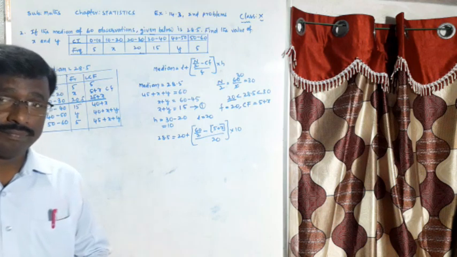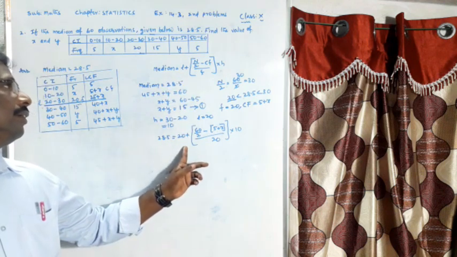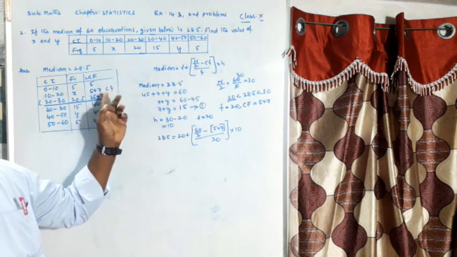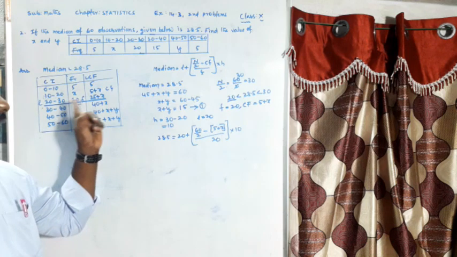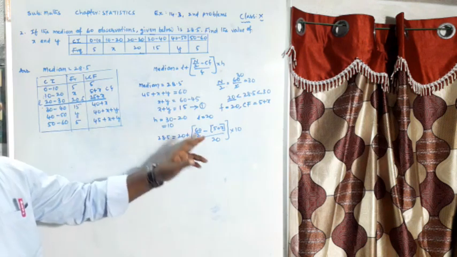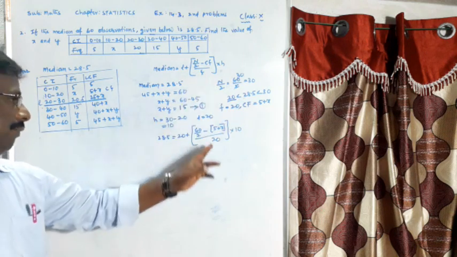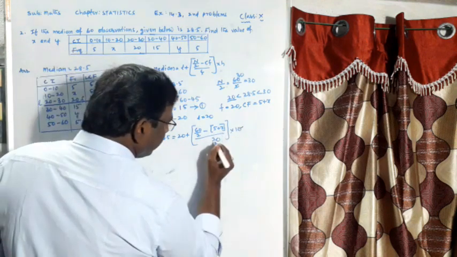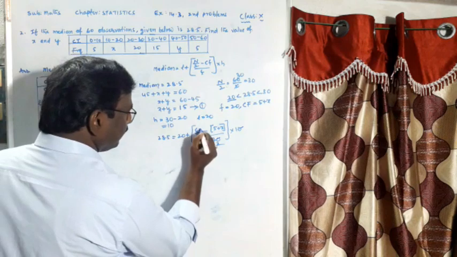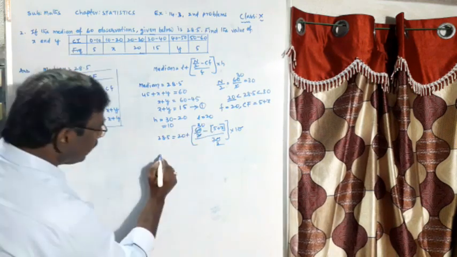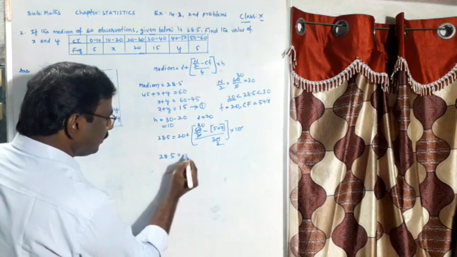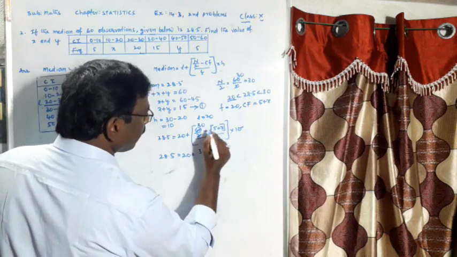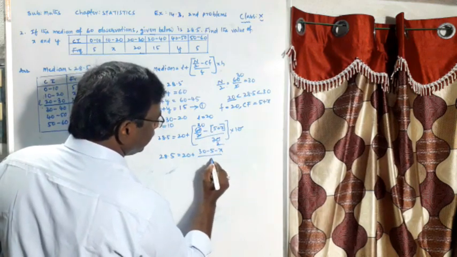Once you listen, L given, n by 2, n is equal to 60 by 2 minus CF, cumulative frequency preceding that median class, 5 plus x. Next, F is equal to 20, H is equal to 10. All given. You can simplify. 10 ones are 10, 10 twos are 20. 28.5 is equal to 20 plus 30 minus 5 minus x by 2.